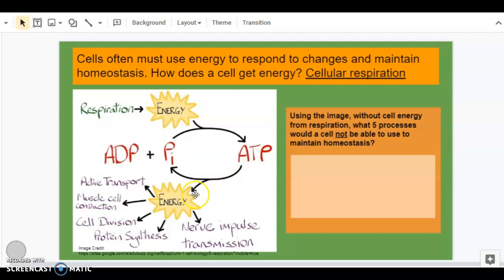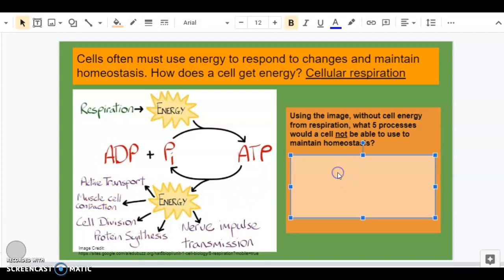What kinds of reactions might it fuel? Active transport, muscle cell contraction, cell division, protein synthesis, or nerve impulse transmission. Without ATP, these things would not be possible. Let's list those 5 processes now.